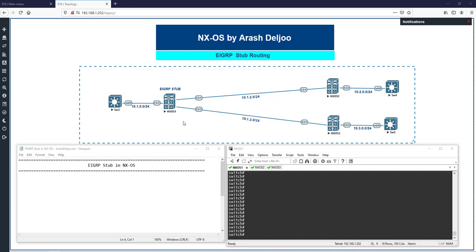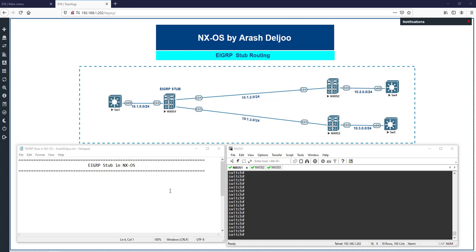Another feature about the stub is that when a router, for example switch 2, sends a query to NX-OS1 about a subnet, it should respond with inaccessible. This means: I don't have an idea about this route. I am a stub router. I can't answer the query about routes other than the routes that I have.